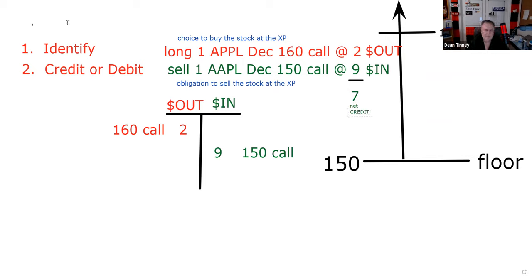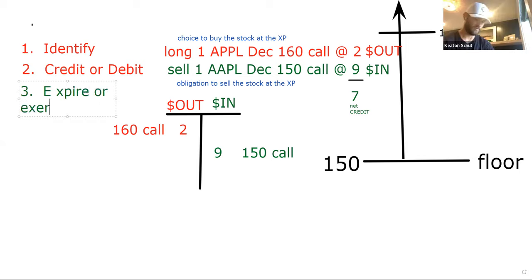Because the next thing we got to be able to do on the test is determine whether we want the contracts to expire or do we want the contracts to be exercised? In this one, we'd want it to expire. You are absolutely correct.